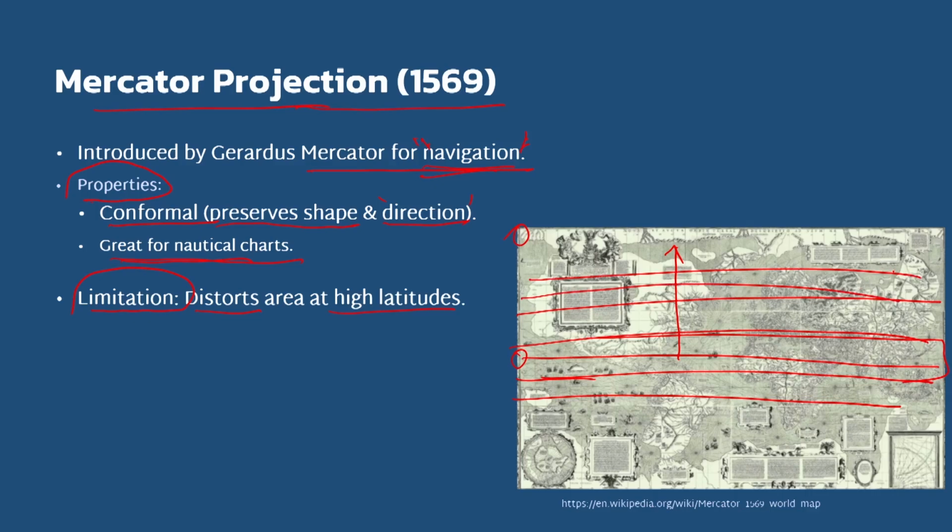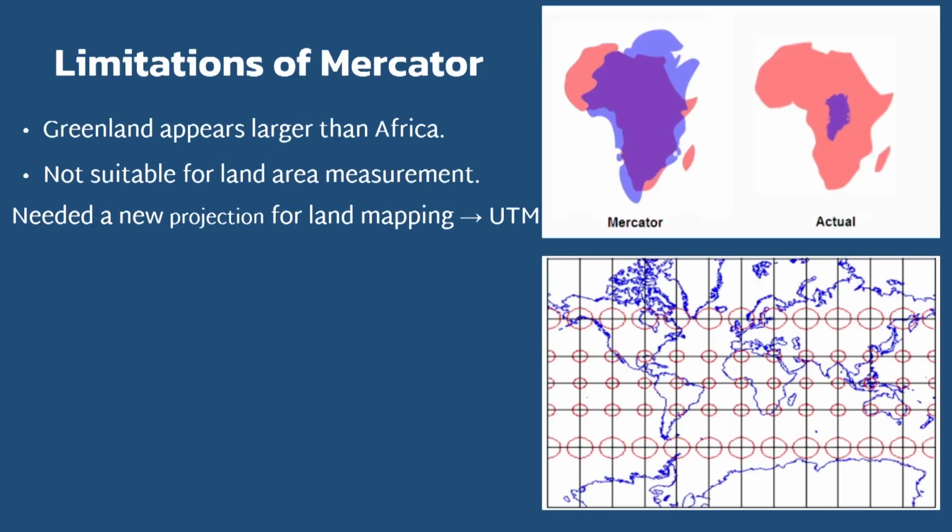If you are moving away from the equator, there is a chance of getting higher distortion. So, this is all about the Mercator projection. Next, in Mercator projection there are a few limitations. First, Greenland appears larger than Africa, I will tell you how, and it is not suitable for land measurement. This is the key. It is not suitable for land area measurement and needs a new projection for land mapping. So that is why UTM came into the picture.